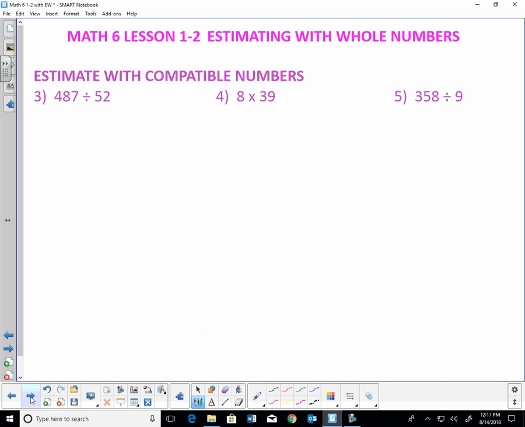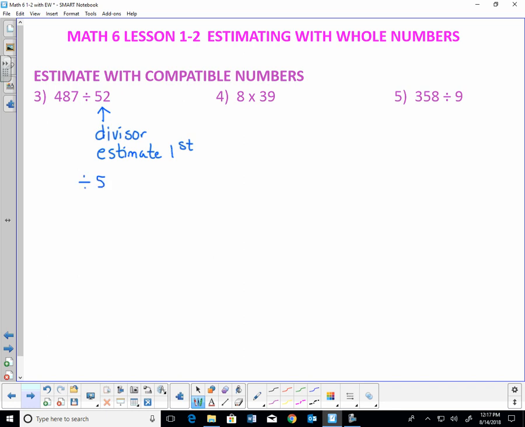If you're going to estimate with compatible numbers and you're doing division, you always look at your divisor first. The number doing the dividing is called your divisor. Always estimate this first. So I'm going to say 487 divided by 52. Well, 52 is closest to 50. Okay? So I'm going to take my division and make this 50.